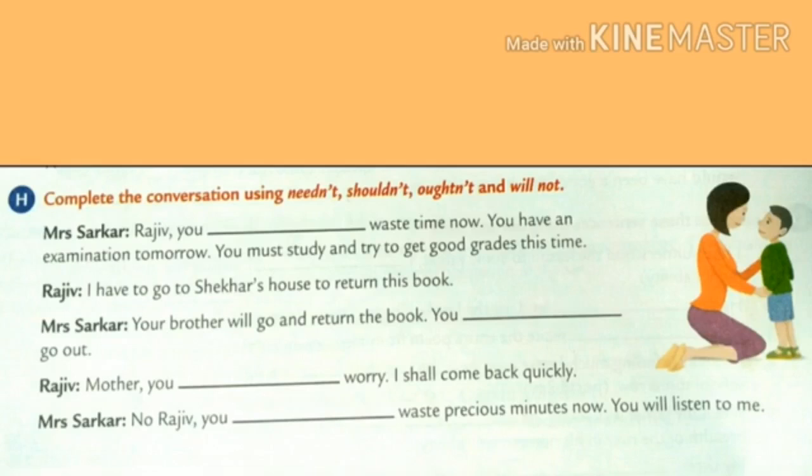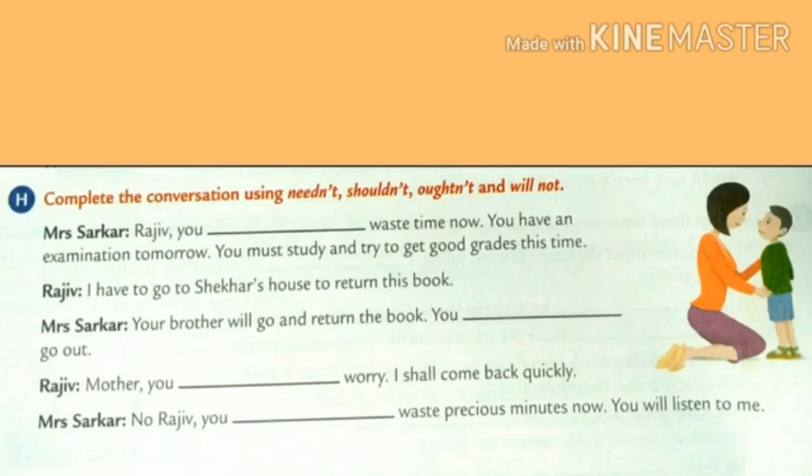What is Rajiv's reply? I have to go to Shekhar's house to return this book. Mrs. Sarkar: Your brother will go and return the book. You need not go out. Rajiv: Mother, you don't worry. I shall come back quickly.